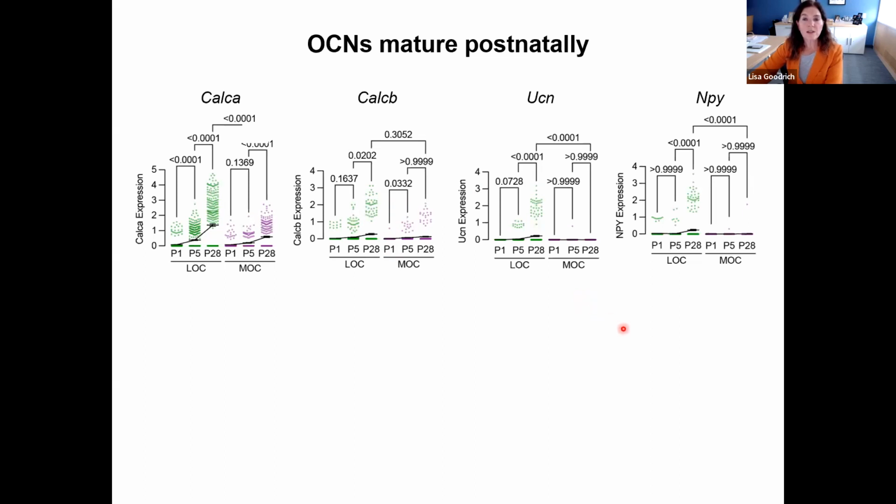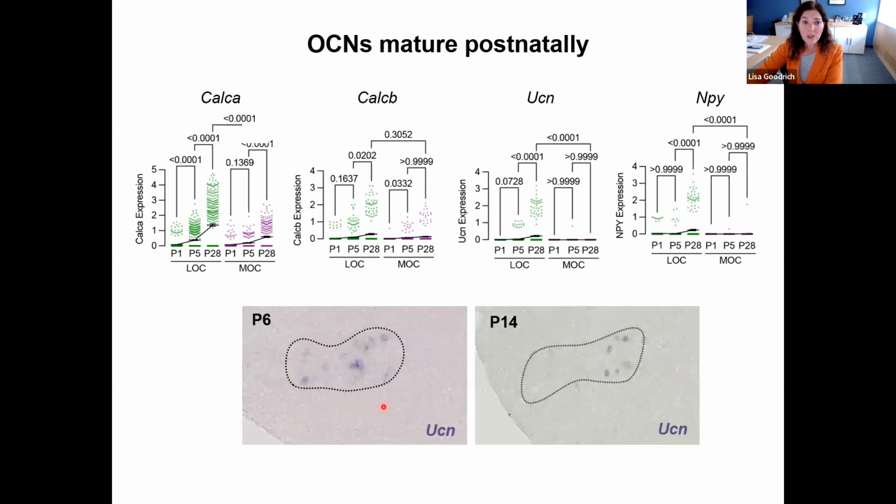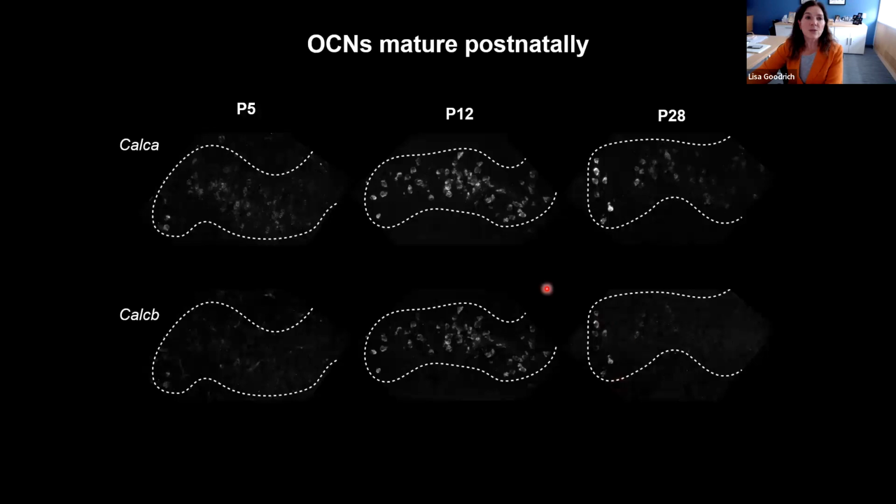Further, when Michelle did in situs, for example for urocortin, she could see that early on, urocortin was expressed, but it didn't become restricted to the medial wing until after the onset of hearing. And this was also true for CalC and CalSB, where she could see these broad expression patterns that got higher as development proceeded and were then restricted to the medial wing only by P28. So the fact that this restriction happened after the onset of hearing made us wonder if it might actually depend on the sense of hearing itself.